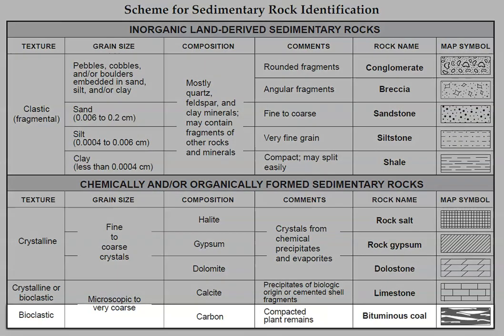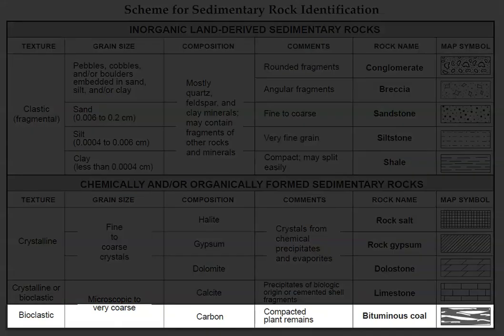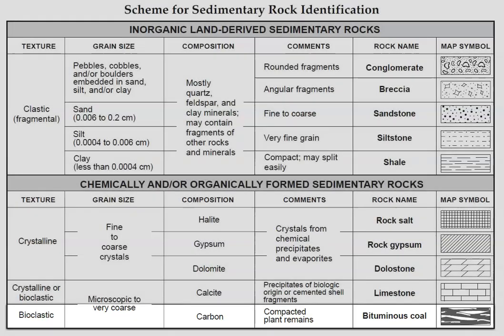Last but not least, bituminous coal. This is the only rock on the reference table that is made from compacted plant remains. It's a very common fuel source. It's one of the fossil fuels that is burned for electricity.